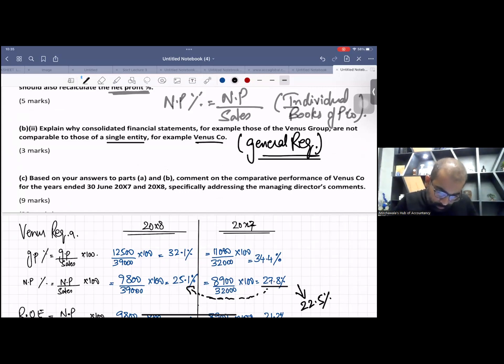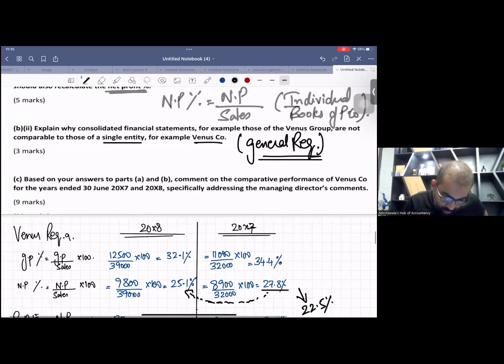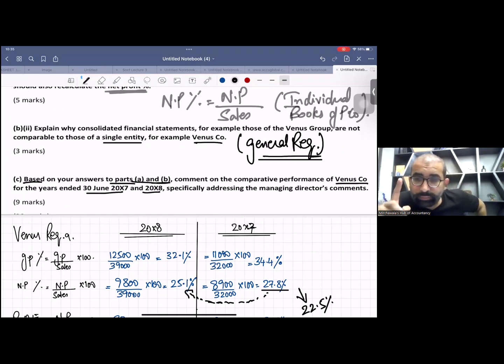Based on your answers to part A and B, comment on the comparative performance of Venus company for the year to 30th June X7, X8, and specifically C. The examiner is saying, not I am saying, C, specifically addressing the managing director. Those are free marks in the exam.